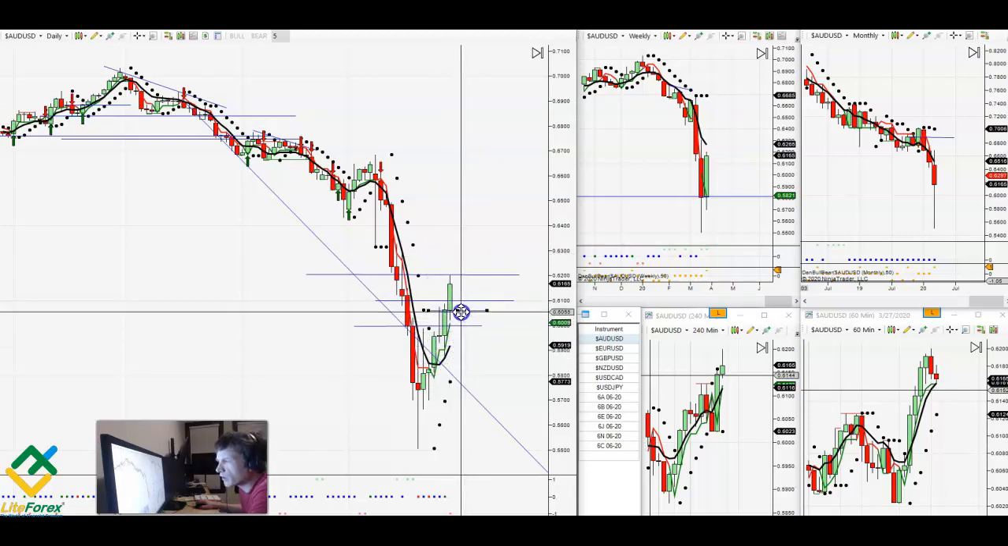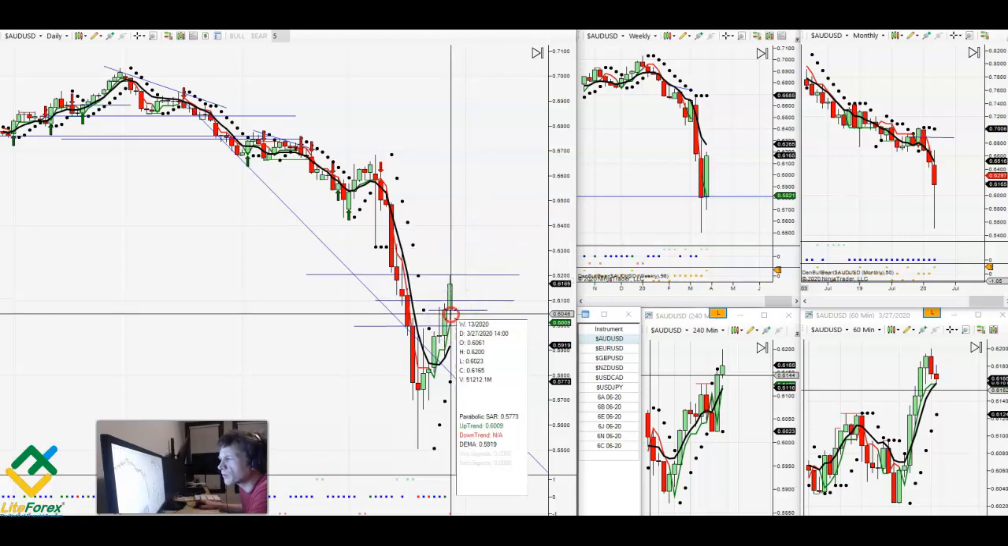We can also look at 60.60, which is going to be the open of today, 61, and the close of yesterday, 60.62.